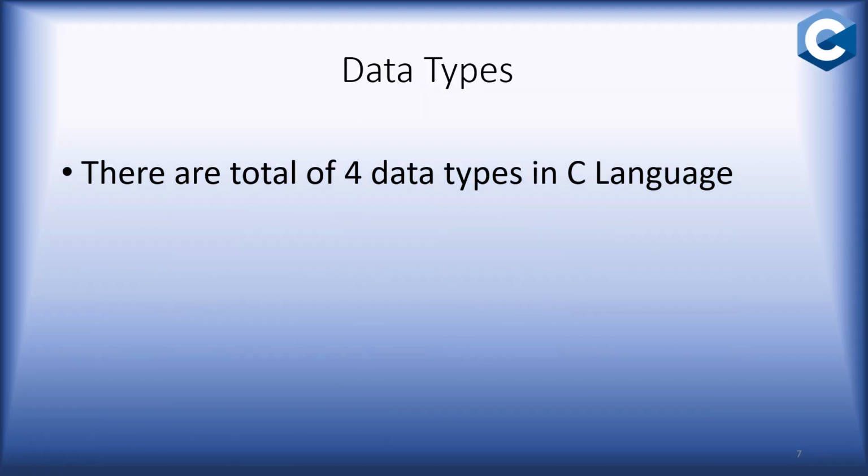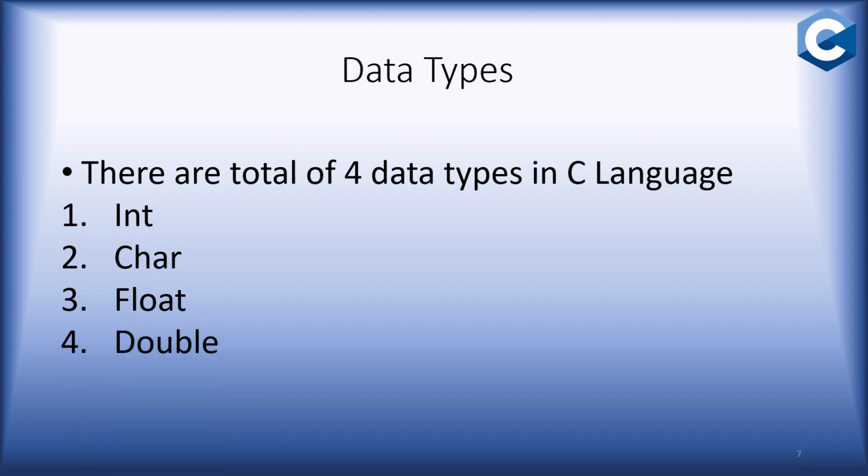There are a total of 4 major data types in the C programming language, namely the integer data type, or int in short, the float data type, which holds real numbers in the decimal system with single precision. Then we have the double data type. This is also a decimal data type, but it has double precision of values. Then at last we have the character data type, or char in short. This contains a single character.